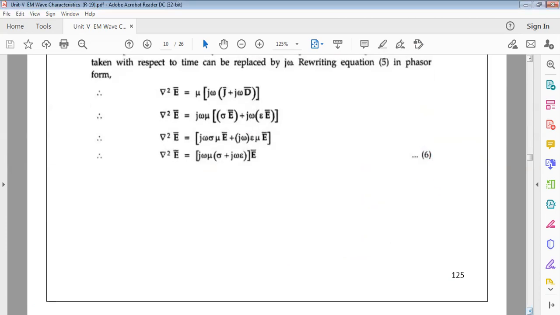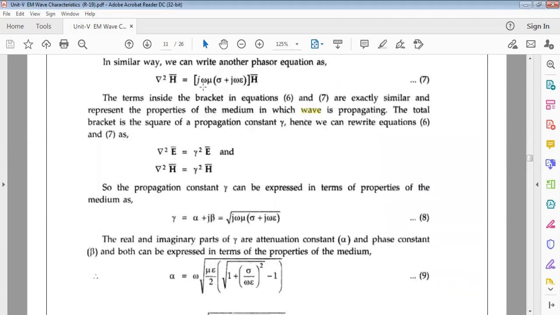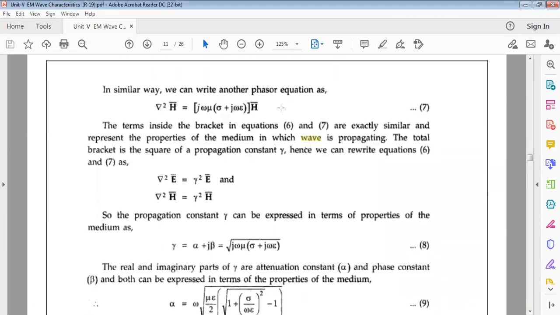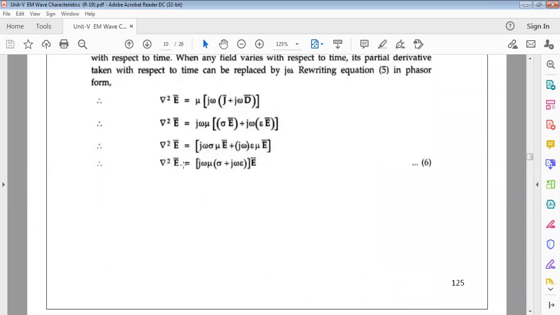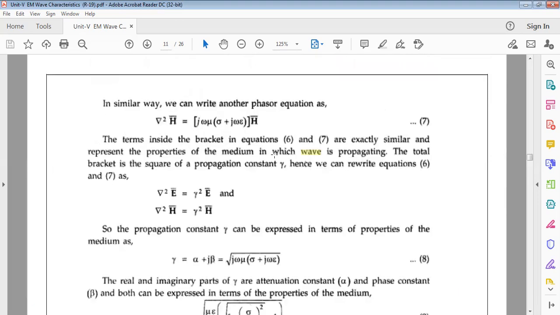So you see from that equation, del square H bar is equal to the same thing. Here the E bar is there: del square E bar is equal to j omega mu into sigma plus j omega epsilon into E bar. In a similar way, we can also write the phasor equation in terms of H bar. Both are the same. Del square H bar is equal to j omega mu into sigma plus j omega epsilon into H bar. Equation 6 is in the electric field.